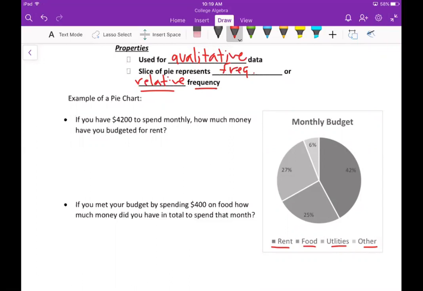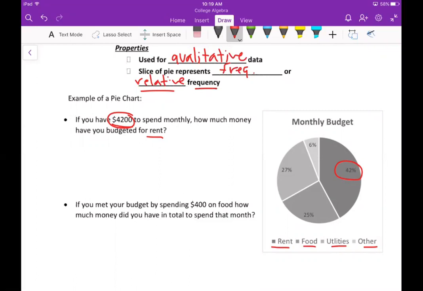So if you know the total and you know the percent, so we want to know if our total budget is $4,200, so that would be essentially how much is in the whole circle. And we want to know how much money is just in this rent portion. I can use that percentage and this total to find it. What I need to do is just find 42% of $4,200.